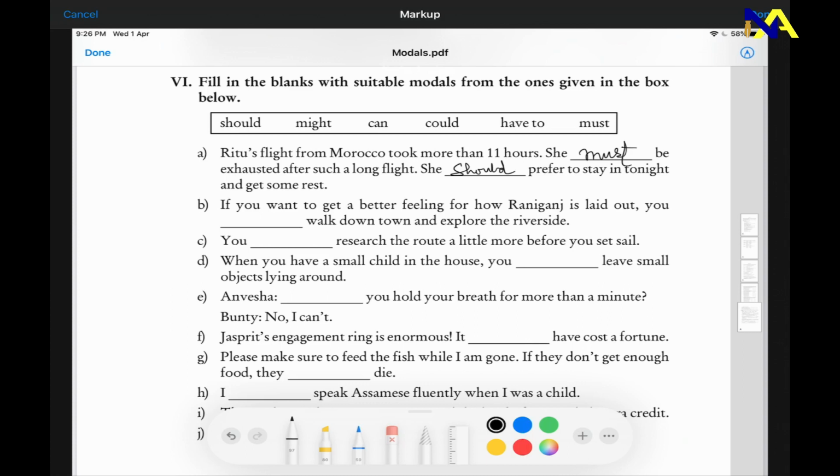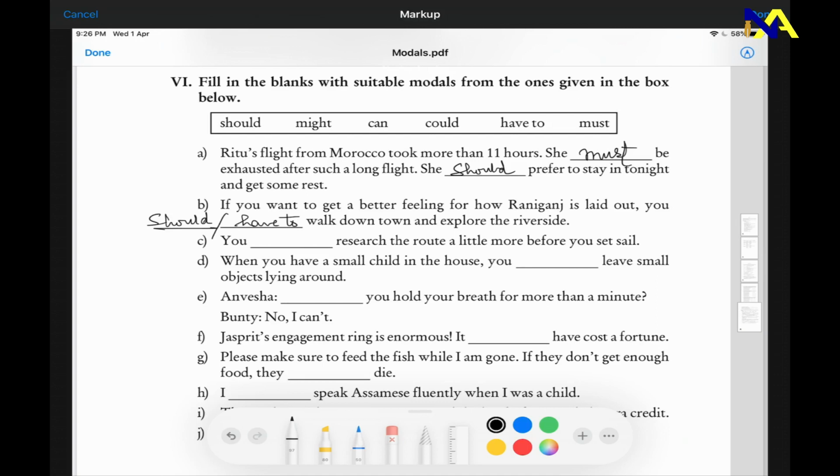Moving on. If you want to get a better feeling for how Raniganj is laid out, you dash walk downtown and explore the riverside. What is this? This is sort of an advice. Again. And you can say you should walk downtown and explore the riverside. Or for that matter, you can also say should or have to. Okay, because just in case if you try to understand कि इसके पास शायद कोई और ऑप्शन ना हो उस चीज़ को बेटर फील करने का.